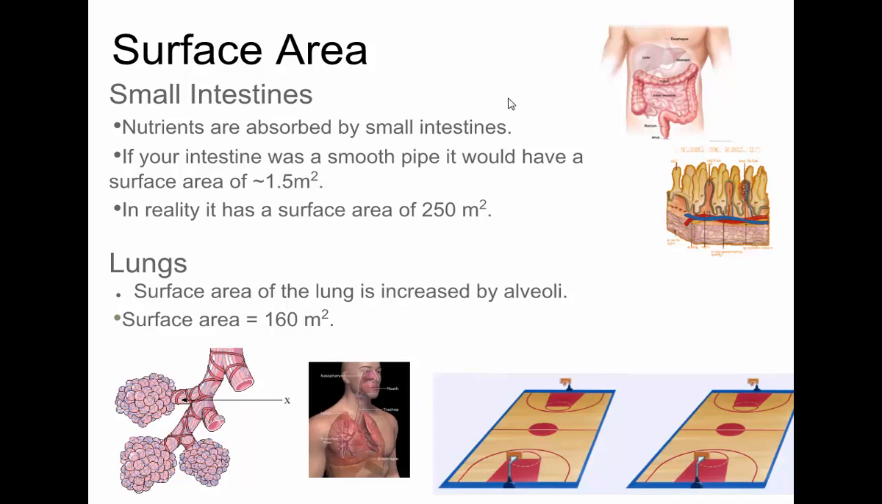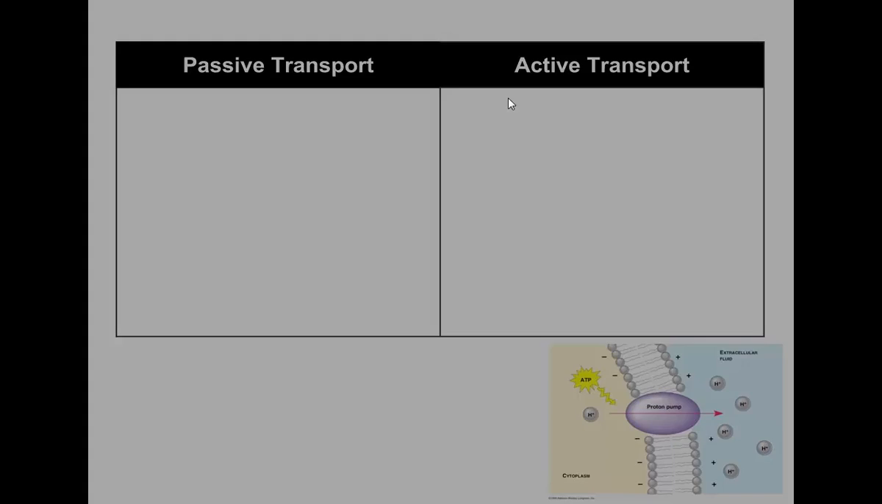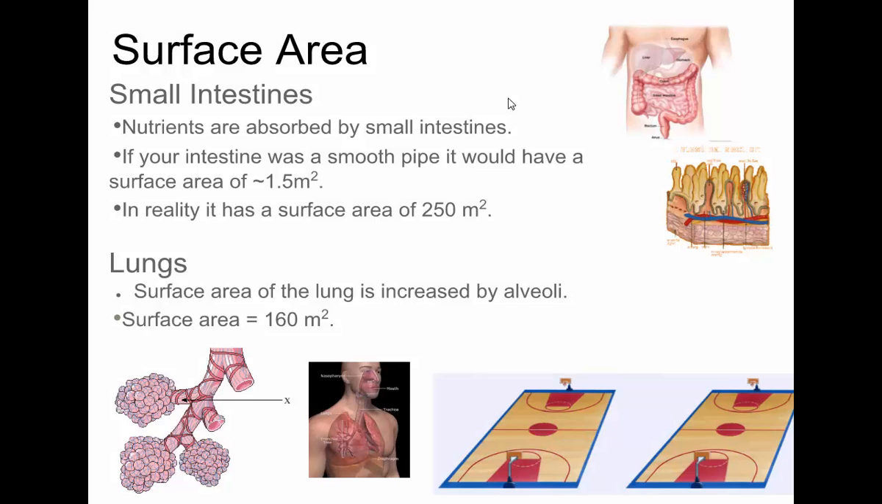But that's not how it is. It has all these bumps and ridges. The actual surface area, because of that, is about 250 square meters. That's about 2 basketball courts. That's the surface area inside of just our small intestine.